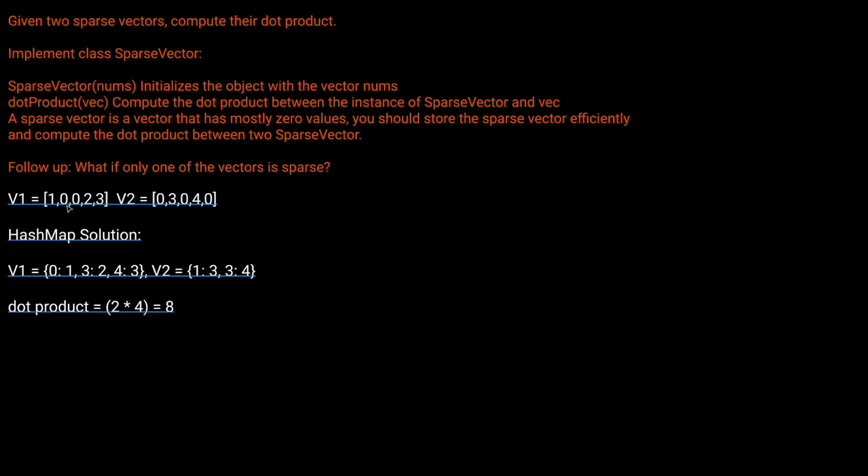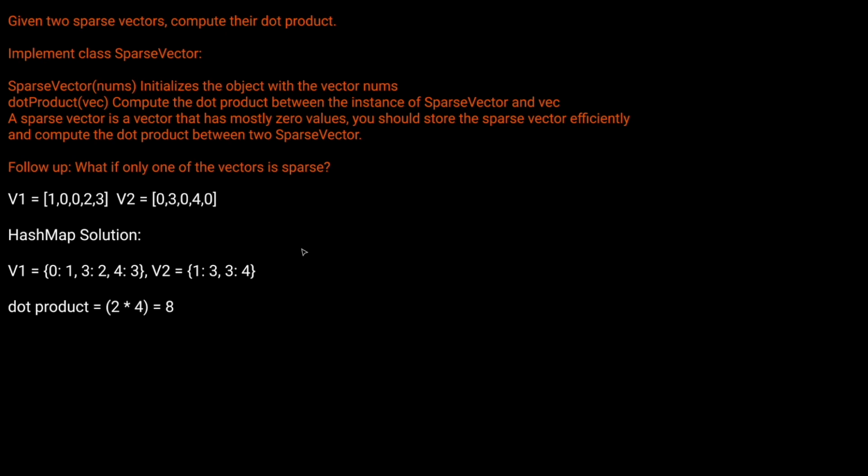Therefore, anything they're multiplied by in the second vector will always be 0. We can just disregard it because adding 0 to our dot product is still going to be whatever the dot product we had before is, right? Adding 0 doesn't change it, whether we multiply or add or subtract. So what would that look like? We would have index 0 has value 1, index 3 has value 2, and index 4 has value 3. And we're going to do the same thing for the second vector. So we can see that at index 1, it has a value of 3, and at index 3, it has a value of 4. Cool.